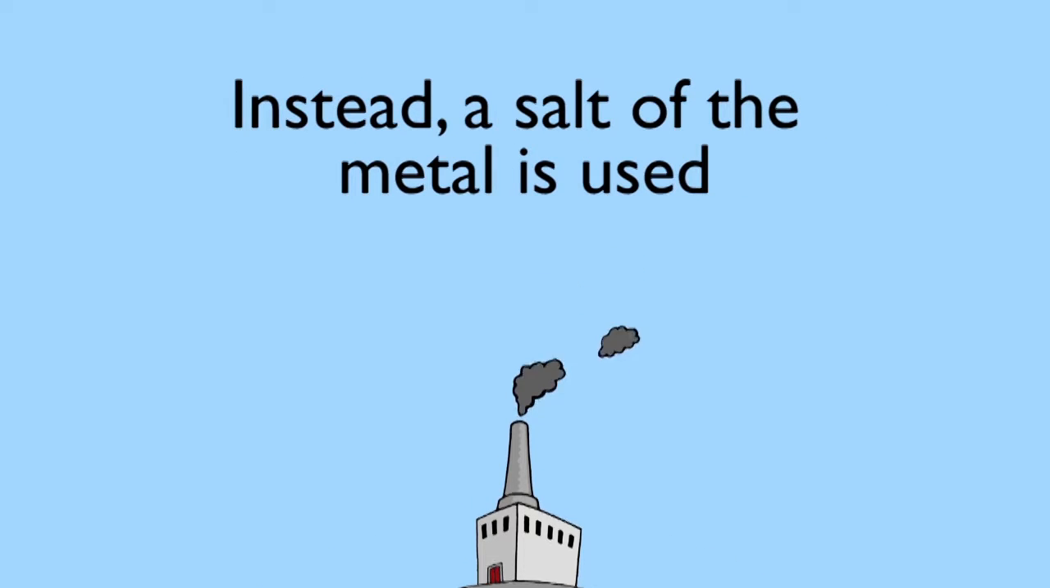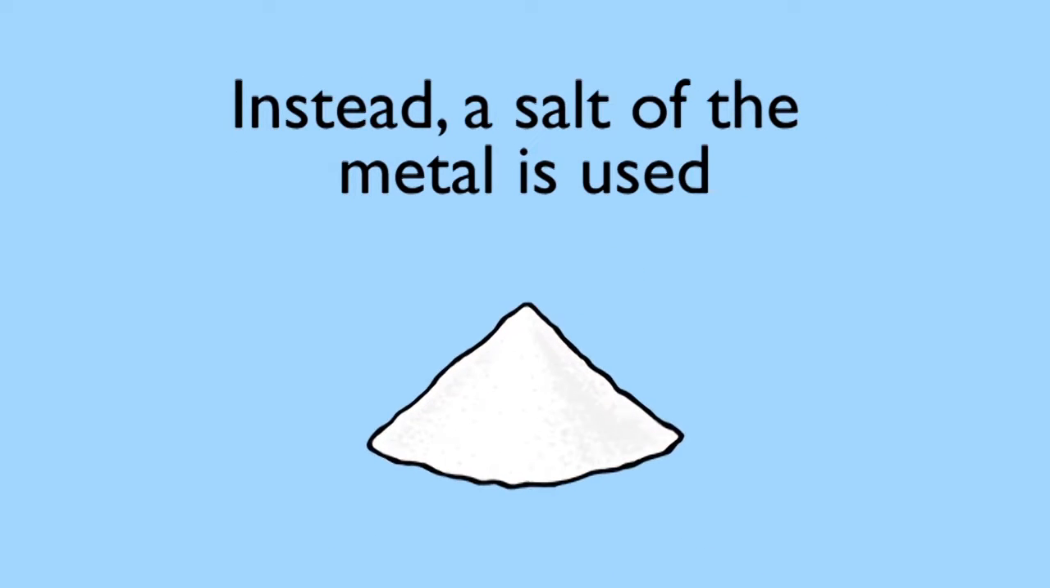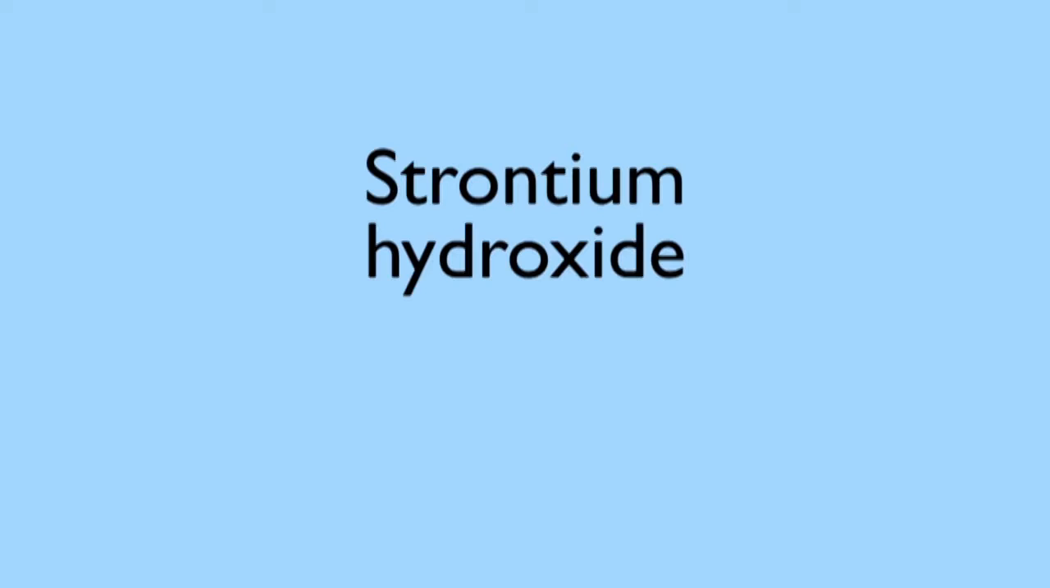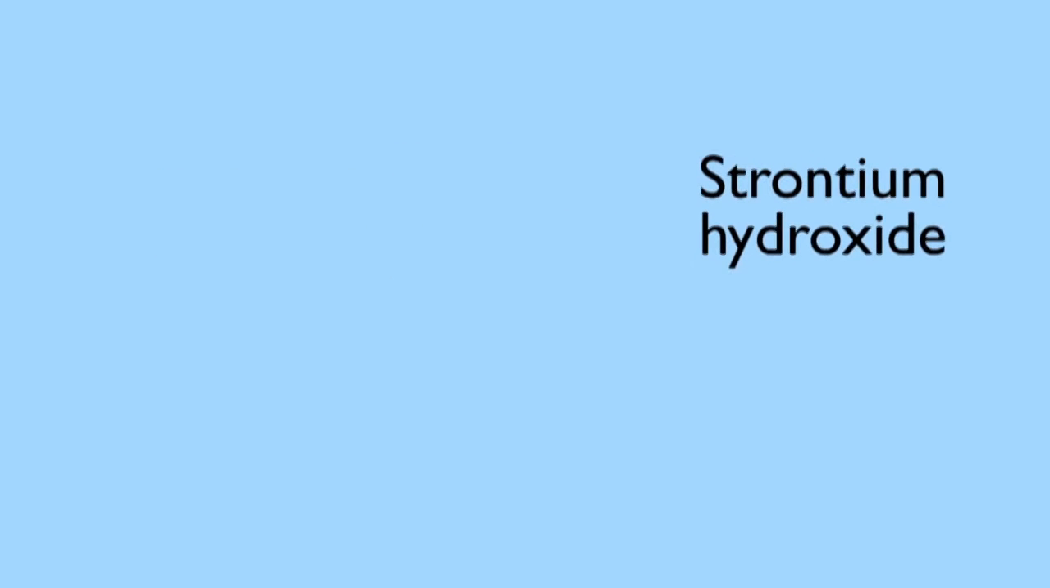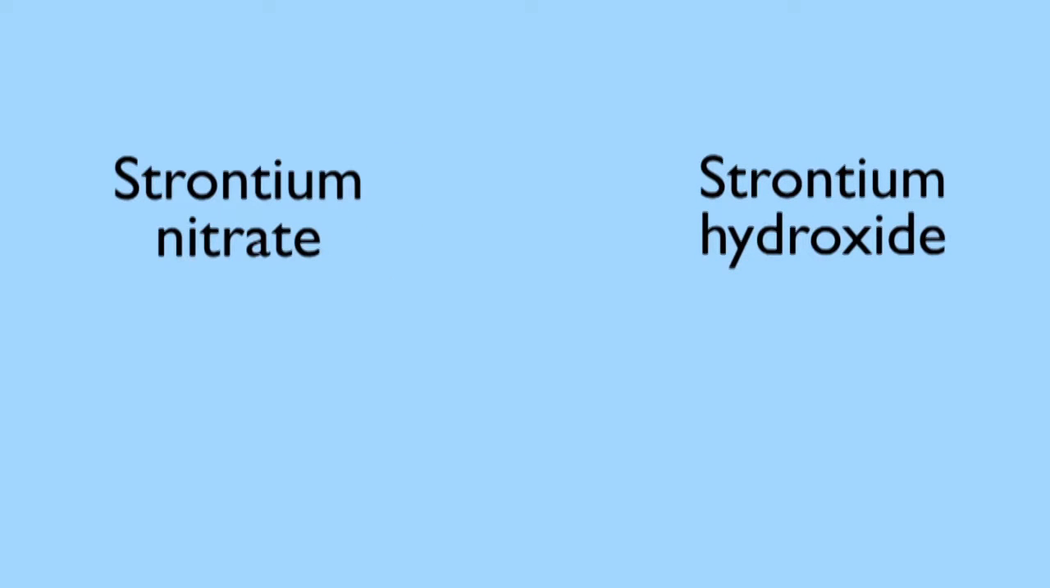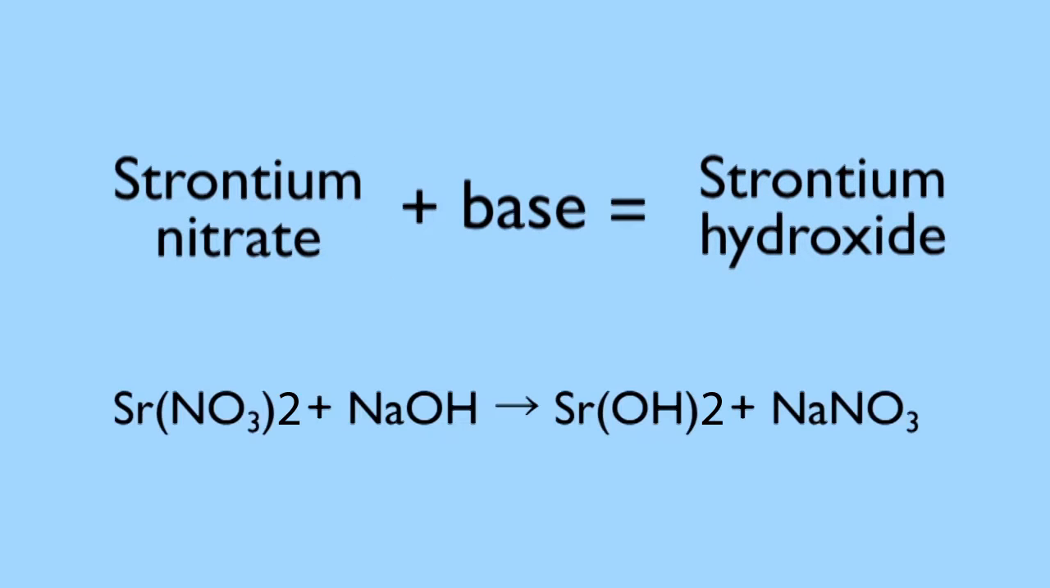It is far better to start with a salt of the metal, which is easier to make and cheaper to acquire. For example, strontium hydroxide is made by starting with the salt strontium nitrate and adding a strong base, as shown here.